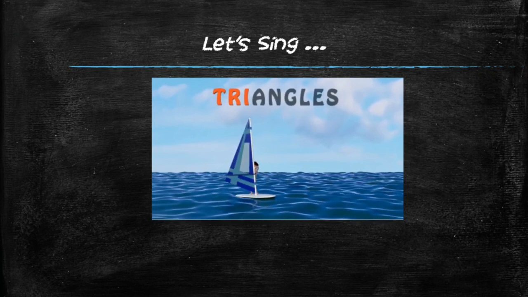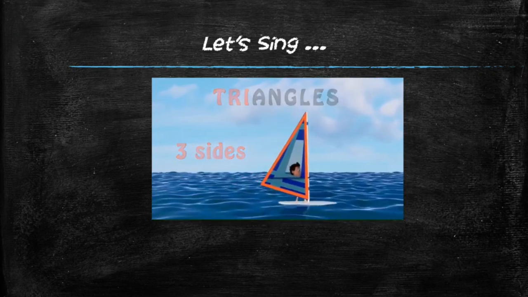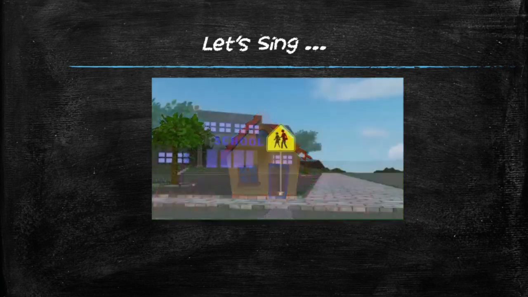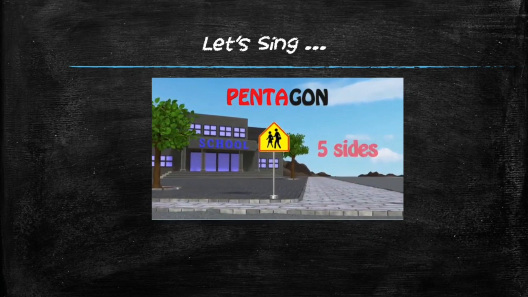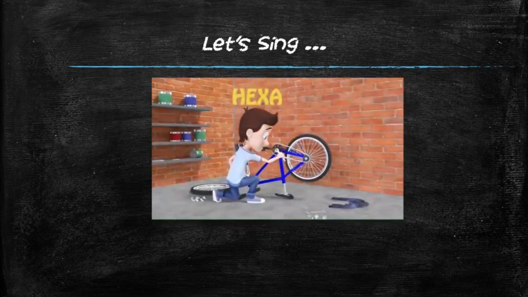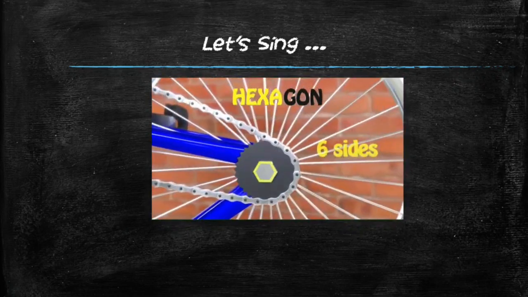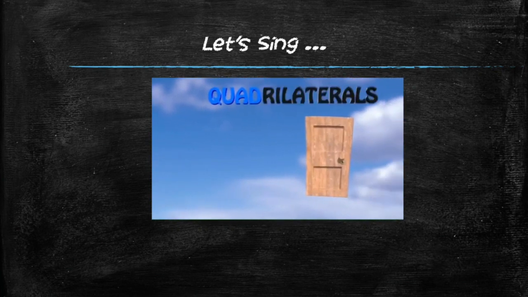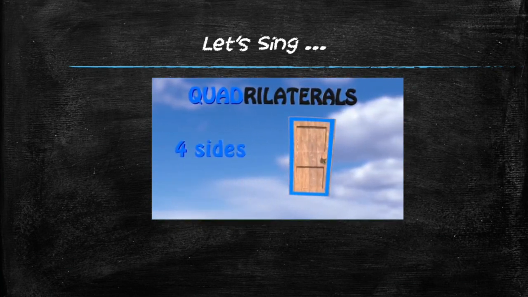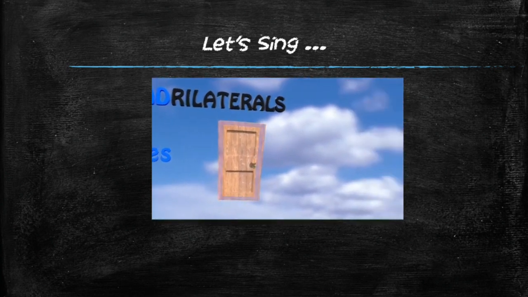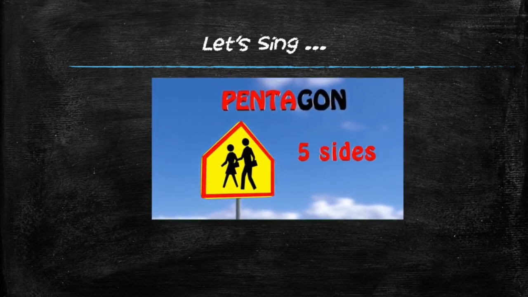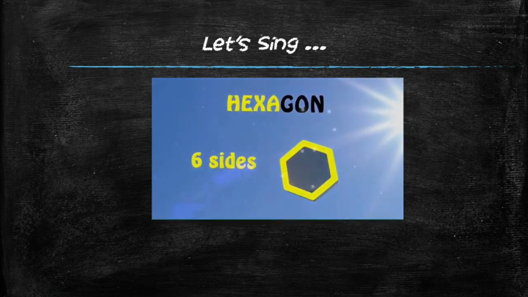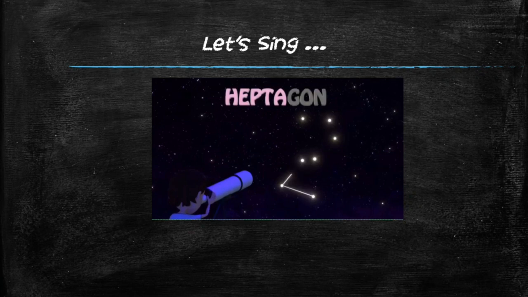Tri is a prefix that means 3. Triangles have 3 sides like a sail on the sea. Quad, a prefix, that means 4. Quadrilaterals have 4 sides like a door. Penta is a prefix that means 5. Pentagons have 5 sides like a school zone walk sign. Hexa, a prefix, that means 6. Hexagons have 6 sides like a bolt we twist.